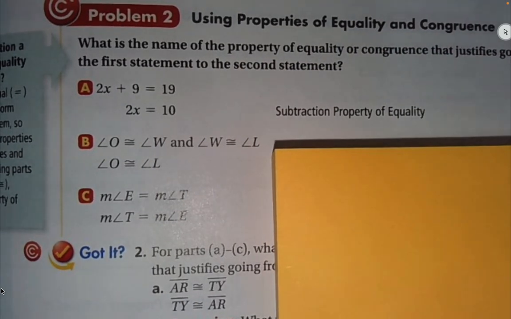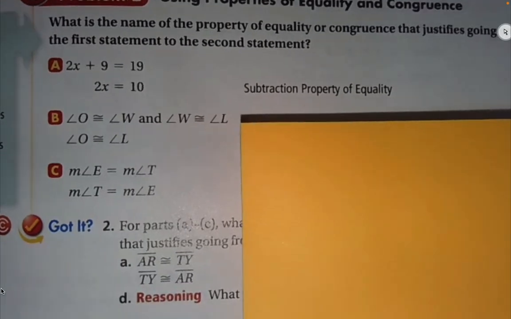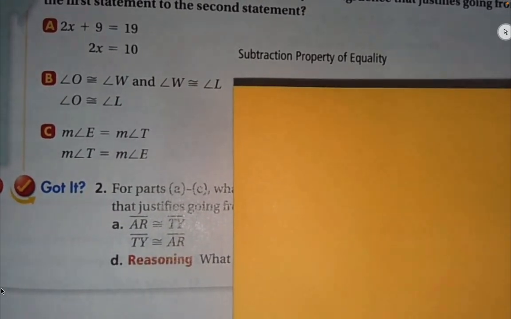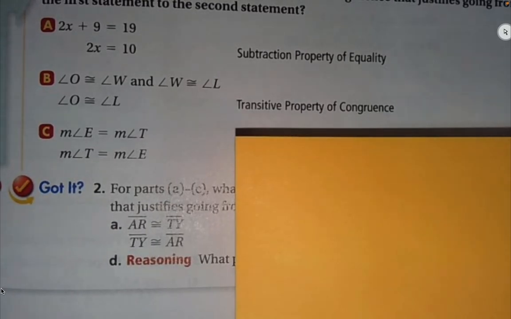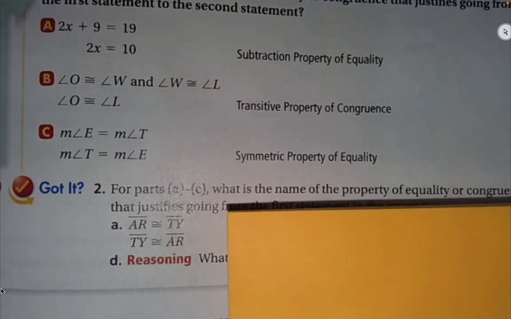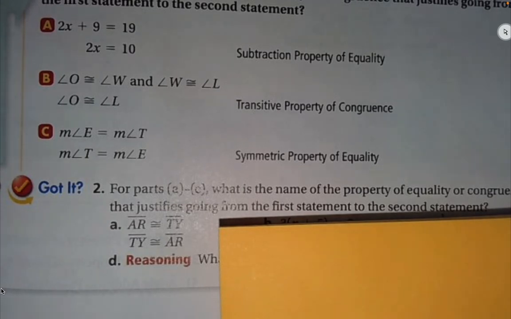You don't have to put "of equality." Okay, what is this property? If O is congruent to W, and W is congruent to L, then O is congruent to L. It's the transitive property. Okay? If angle E is congruent to angle T, and angle T is congruent to angle E, where you just flip it around. That's symmetric. You'll have these on your worksheet in a little bit.